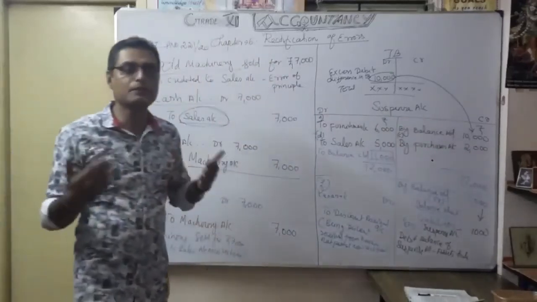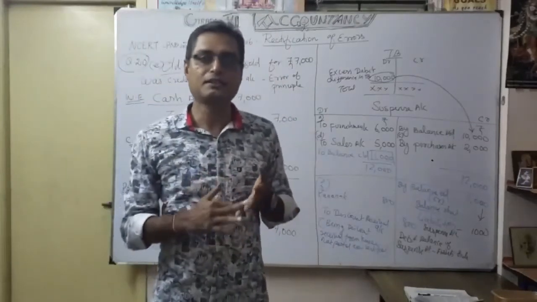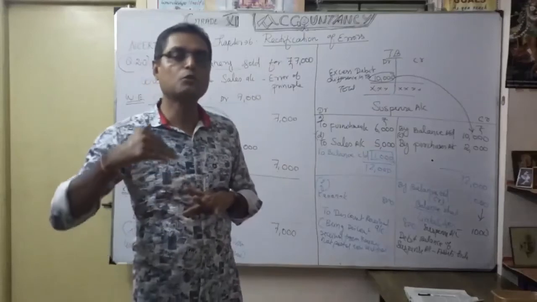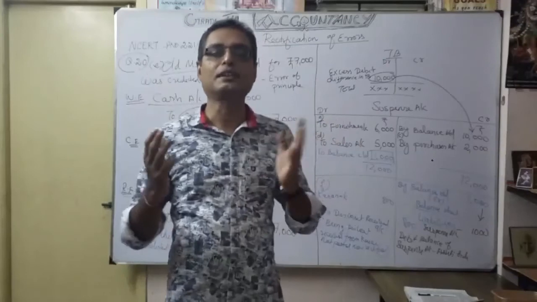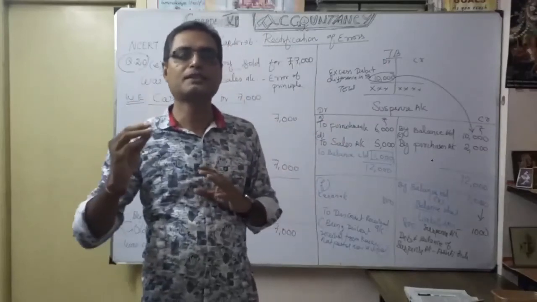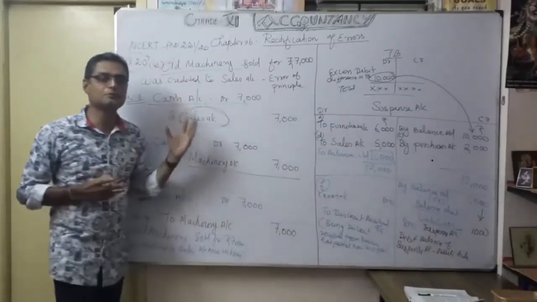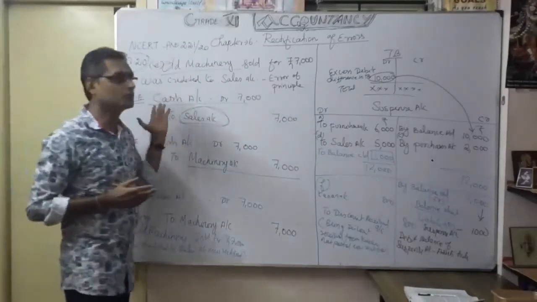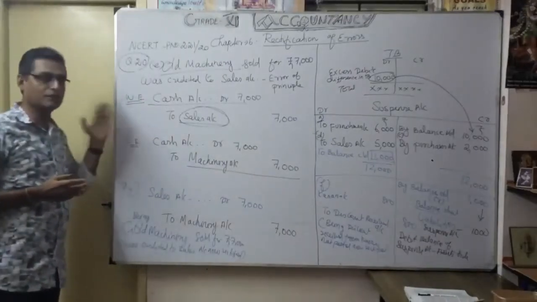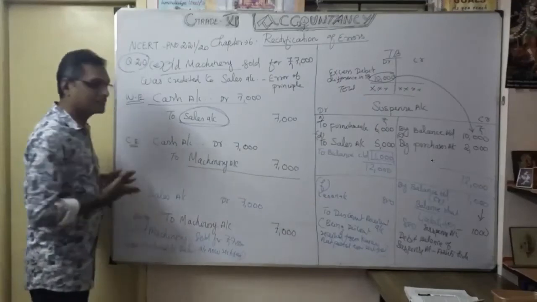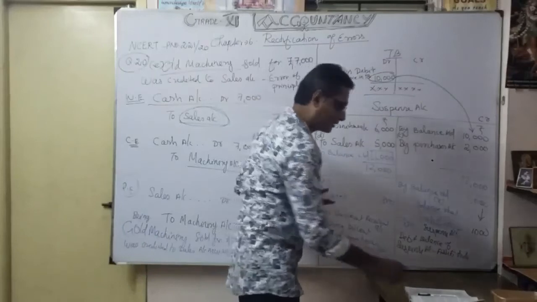And one more point, I repeat once again. Wherever necessary, you want to write like this: wrong entry, correct entry, then rectification entry. So don't go directly to the rectification entry, because you can't learn clearly, and you can't confirm that the rectification entry is correct. That's why you should always follow this procedure. The narration part of the rectification entry is very important.